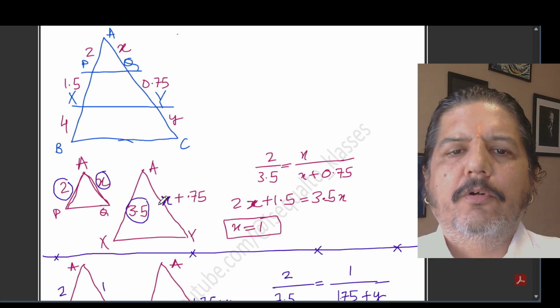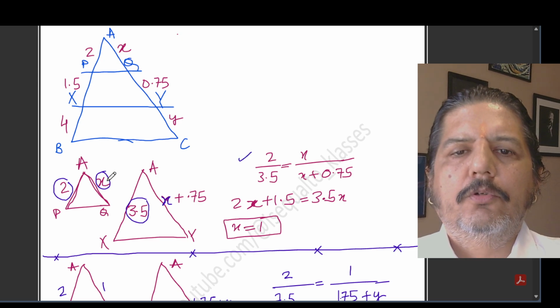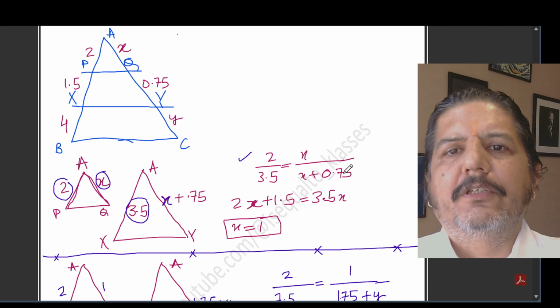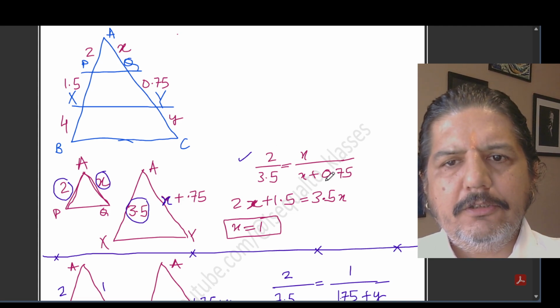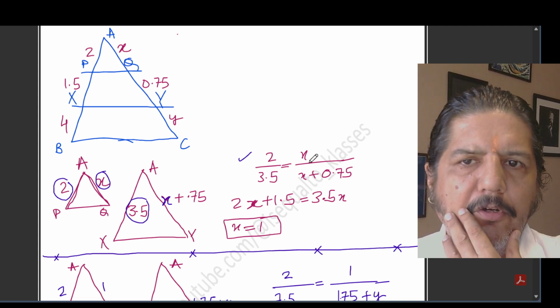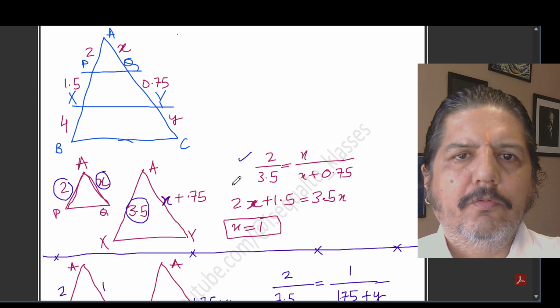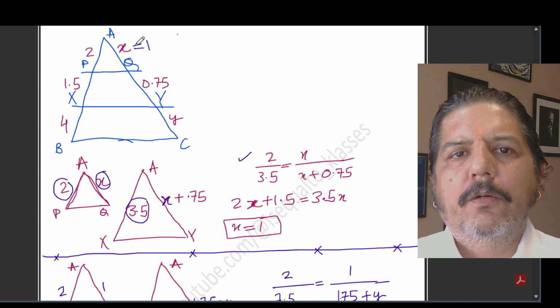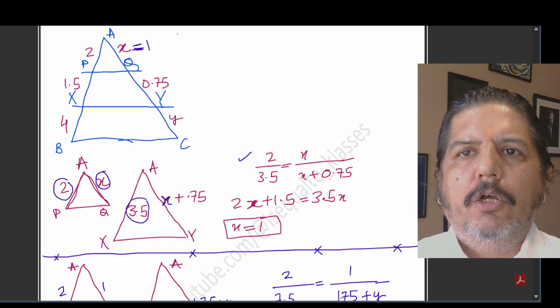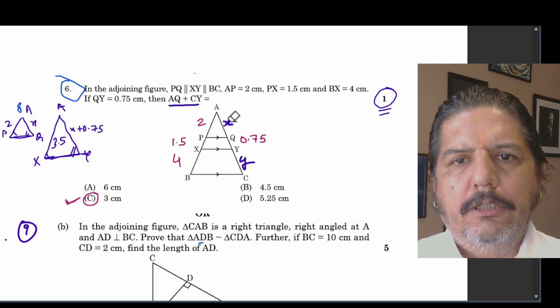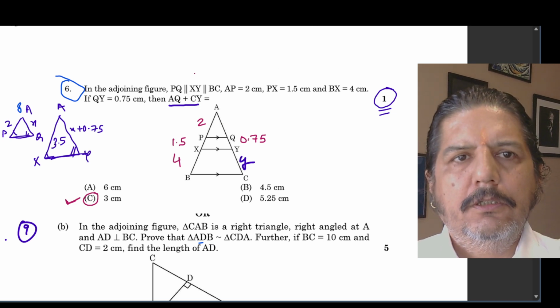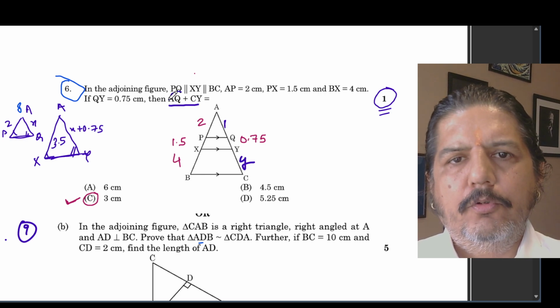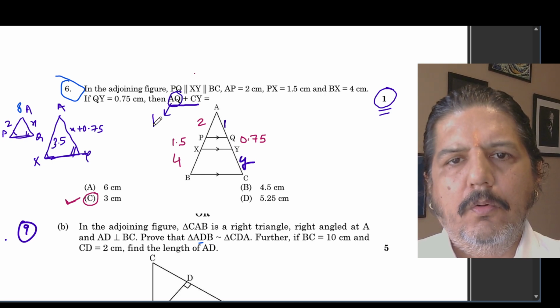2 upon 3.5 is equal to x upon x plus 0.75. Now I can solve this. 2x plus 2 into 0.75 equals 3.5x, so x is equal to 1. So what I have realized is that x is equal to 1. I have found this x, so AQ I have found to be 1.